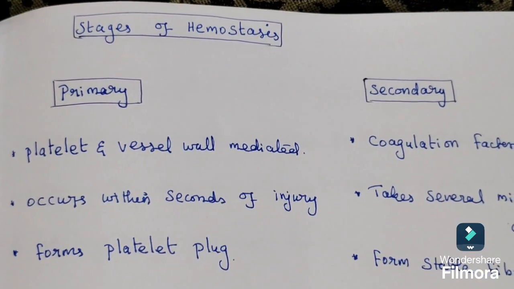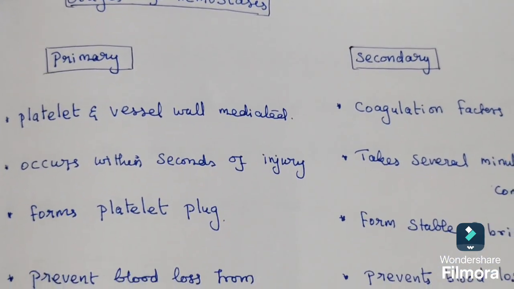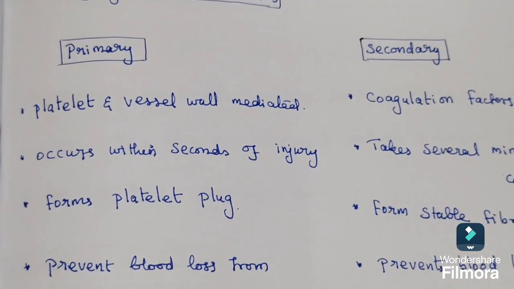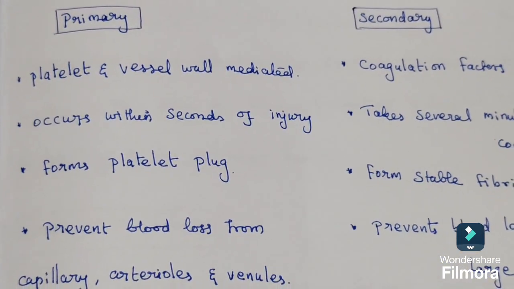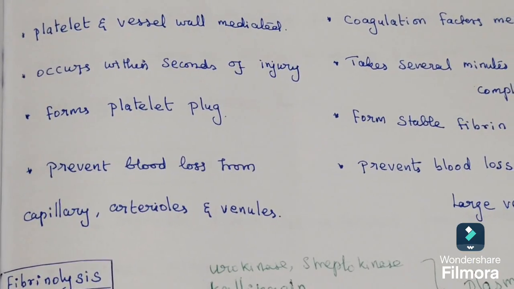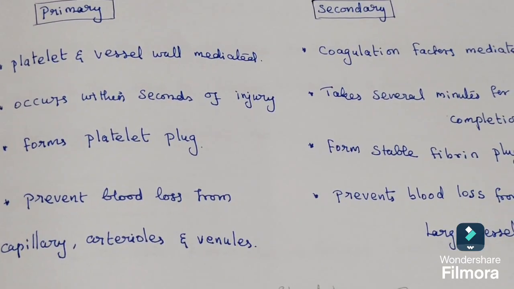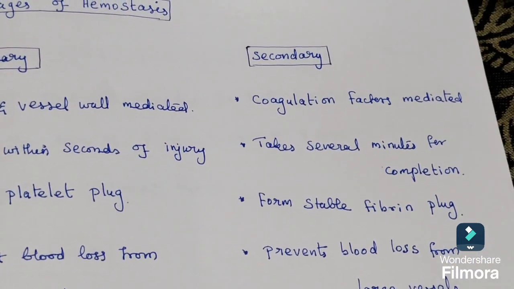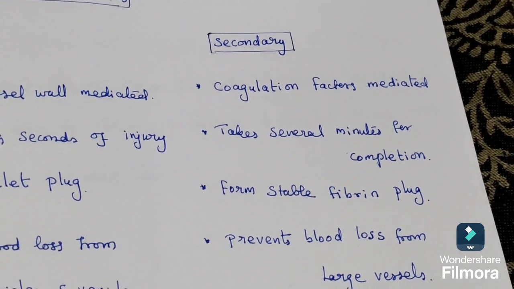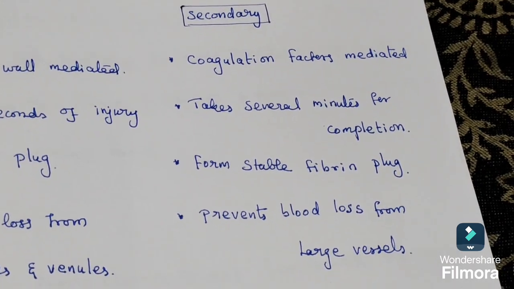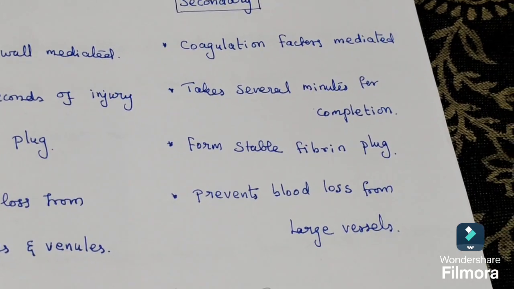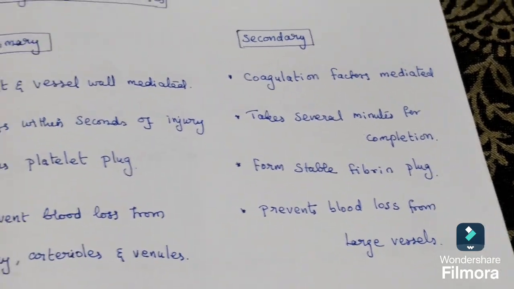Coming to stages of hemostasis, the primary stage is platelet and vessel wall mediated. It occurs within a second of injury. It forms a platelet plug, preventing blood loss from capillaries, arterioles and venules. The secondary one is coagulation factor mediated, and it takes several minutes for completion. It forms a stable fibrin plug, which prevents blood loss from large vessels.